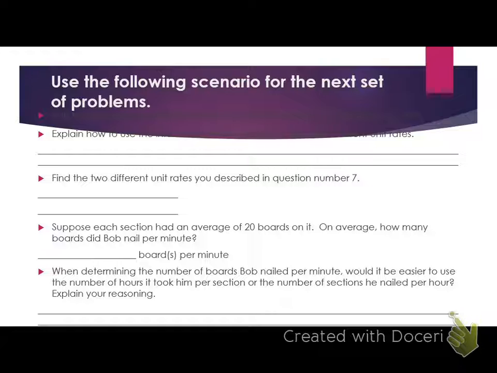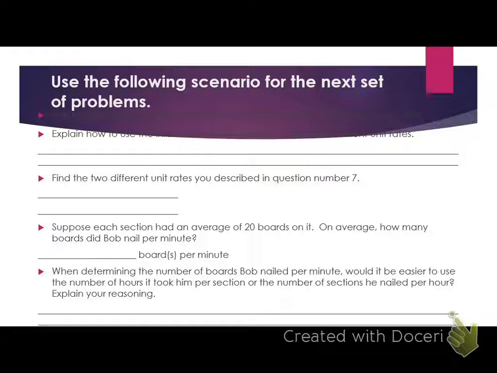We want to use the following scenario for the next set of problems. And it says, Bob nailed wooden board sections to a fence. He nailed 2/9 of a section in 1/10 of an hour. The first portion asks us to explain how to use the information in the problem to find two different unit rates. Remember that a unit rate is per one of something, so one would be our denominator.